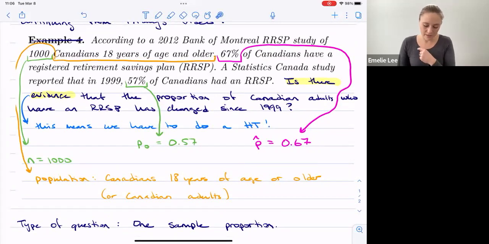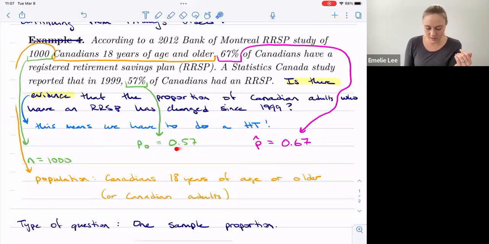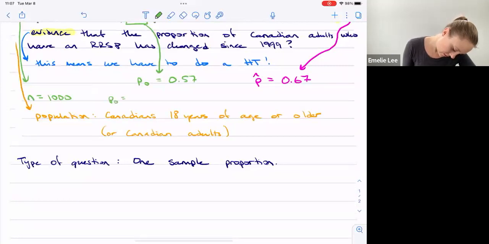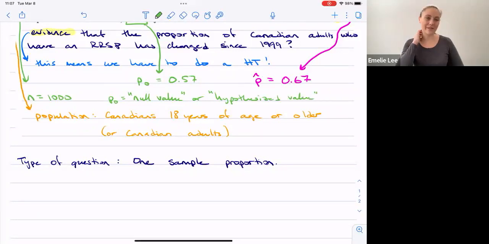All right. So I've got a sample proportion, I've got a sample size, and I've also got a proportion that I want to compare my sample proportion to. Okay, and so that's what makes this your null value or your hypothesized value. Okay, so p naught is the null value or the hypothesized value. Usually I'll call it the null value because it's a little bit shorter to write. But this is the value that we want to compare our sample proportion to.